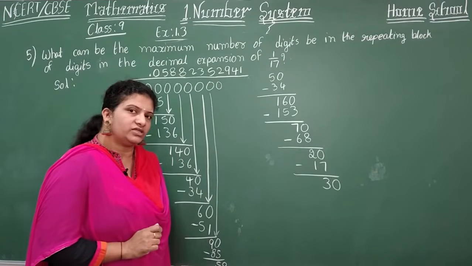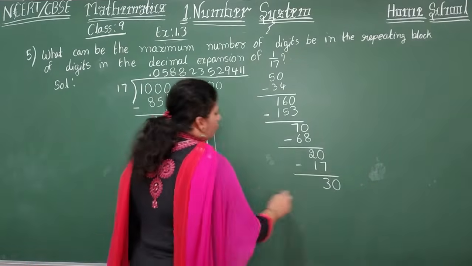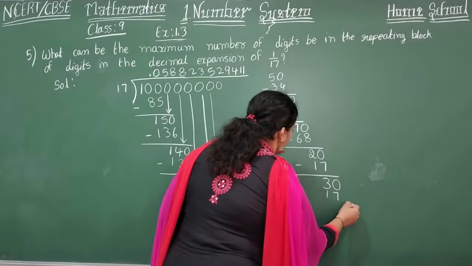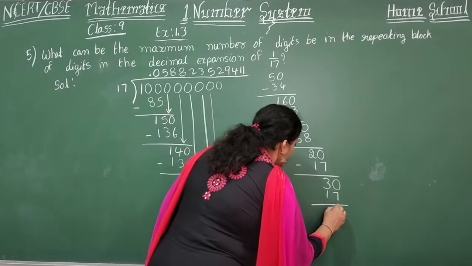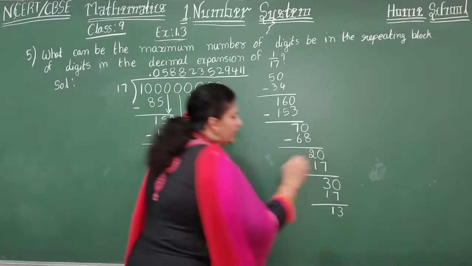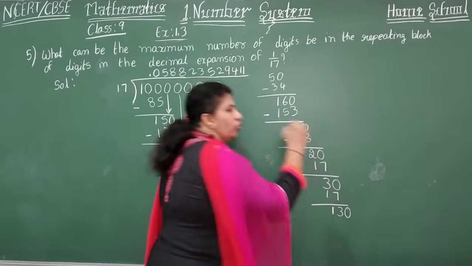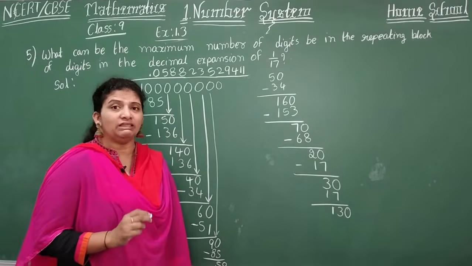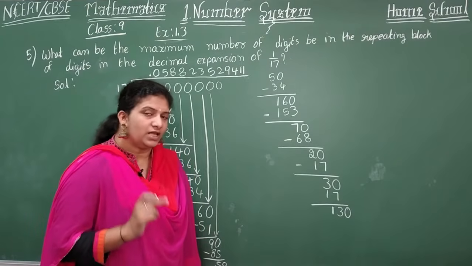30. Where do you get it, children? 17 1s are 17. That will be how much here? That will be 13. Right? So now drag one more 0. It makes 130. So where do you get 130 in your 17 table?